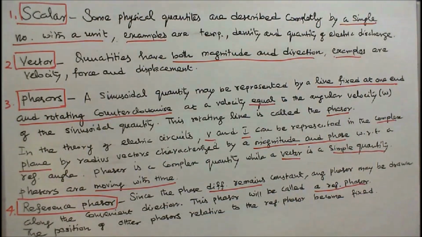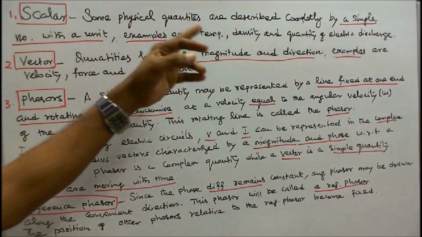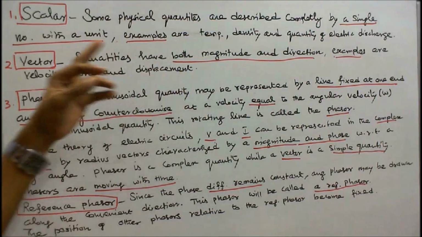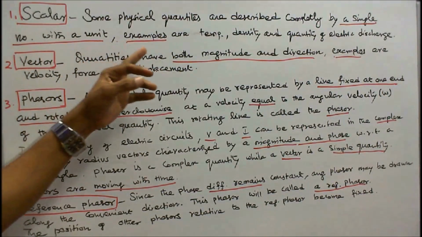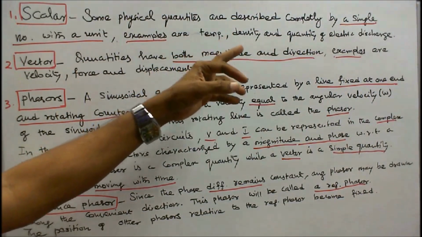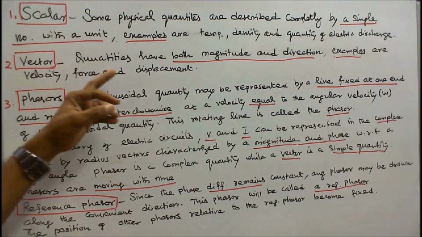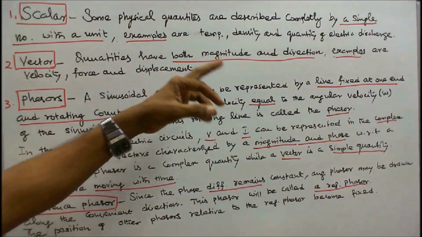In this class, we discuss the representation of an AC quantity by a rotating vector. Before that, we will discuss some important terms. Number one, scalar. Physical quantities are described completely by a single number with a unit. Examples are temperature, density, and quantity of electric discharge. Number two, vector. Quantities have both magnitude and direction.